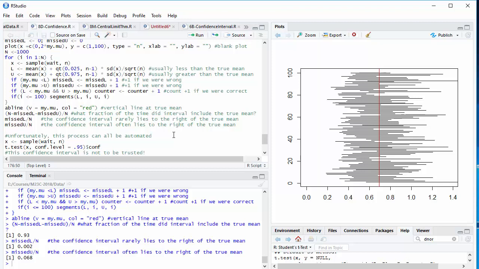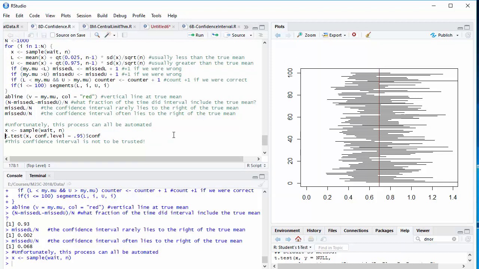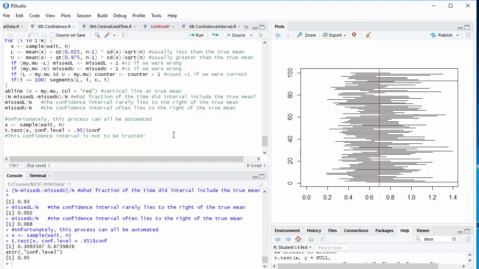However, this process can be automated. If you don't understand the rather strong mathematical assumptions that underlie the student t-distribution, you say, I know how to do this. I'll draw a sample. I will call t.test and say, I'm 95% confident that the true mean waiting time lies in between 0.3 and 0.67. And as you've seen, this confidence interval is not to be trusted.